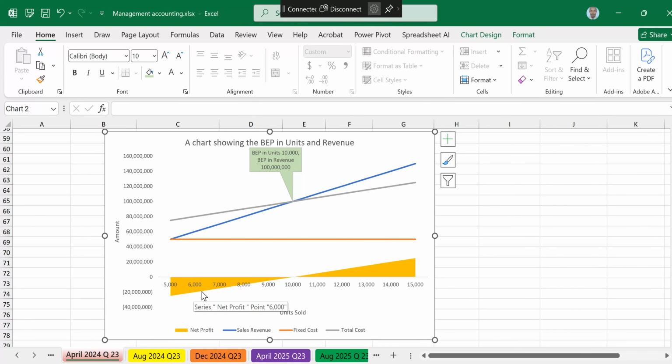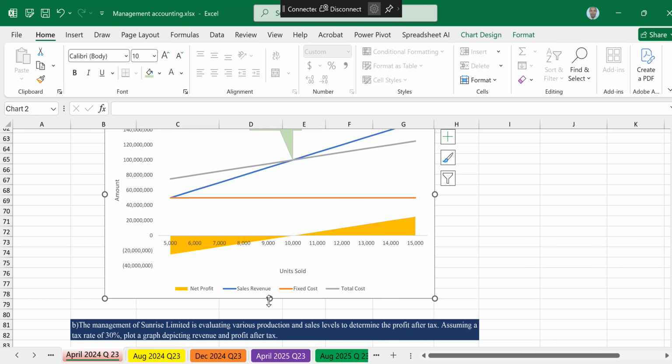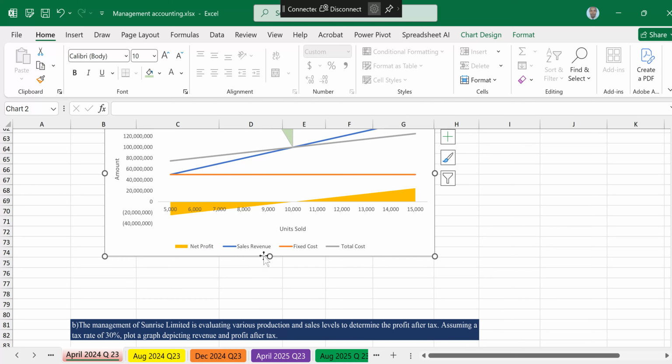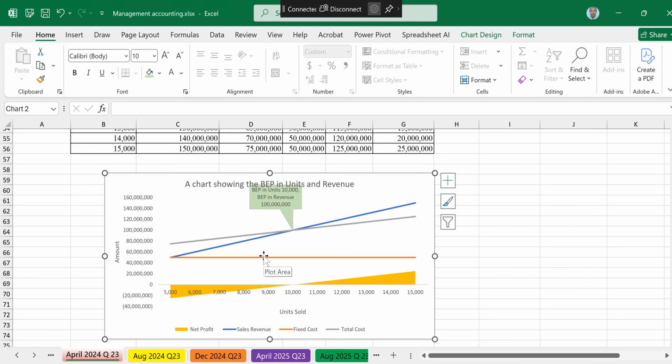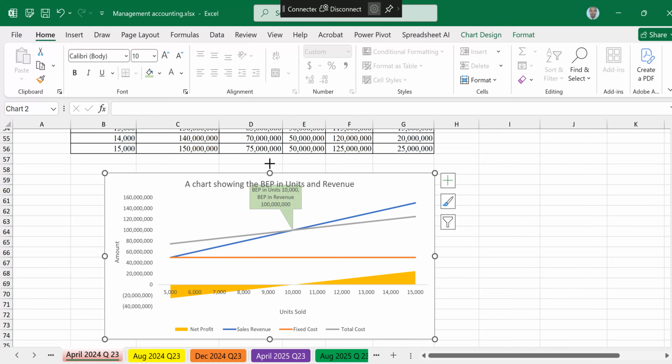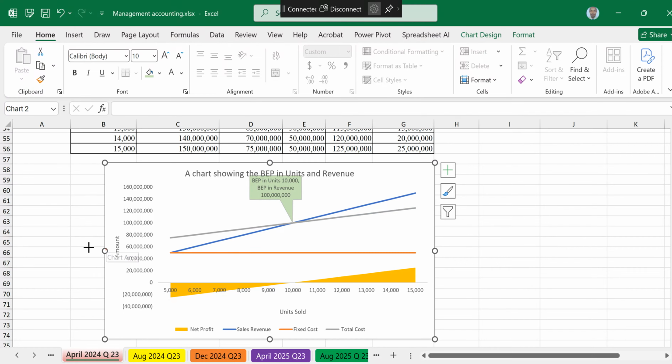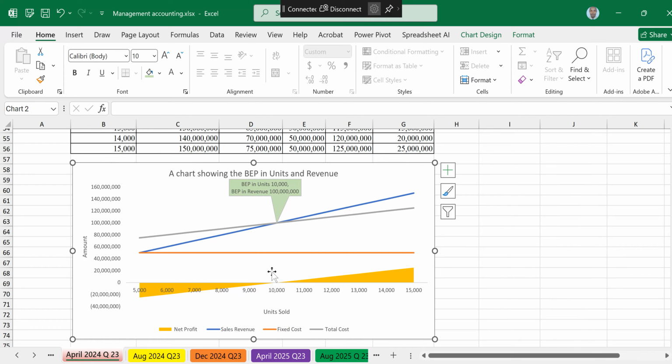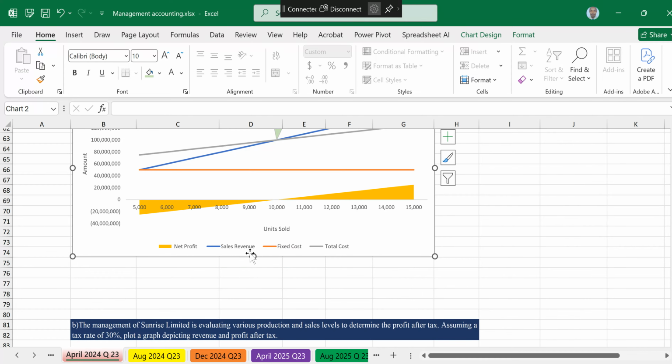So you quickly go to insert. I can reduce the size of this chart a bit. It's a bit big, so that I can get space for the profit zone and also the loss zone.